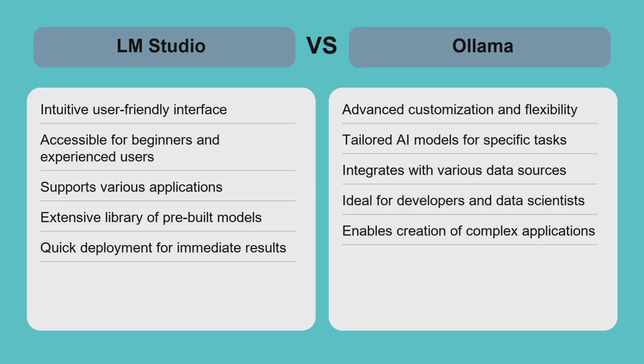For users seeking a straightforward, user-friendly experience, LM Studio is the go-to choice. It excels in ease of use and quick deployment, making it perfect for those who want immediate results without technical hurdles. On the other hand, Ollama shines in scenarios where advanced customization is crucial.